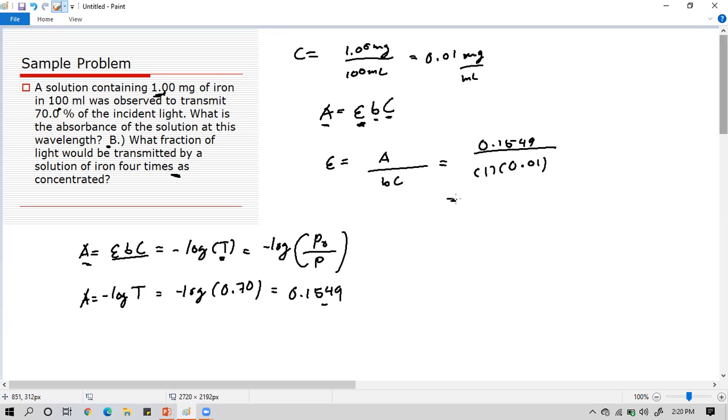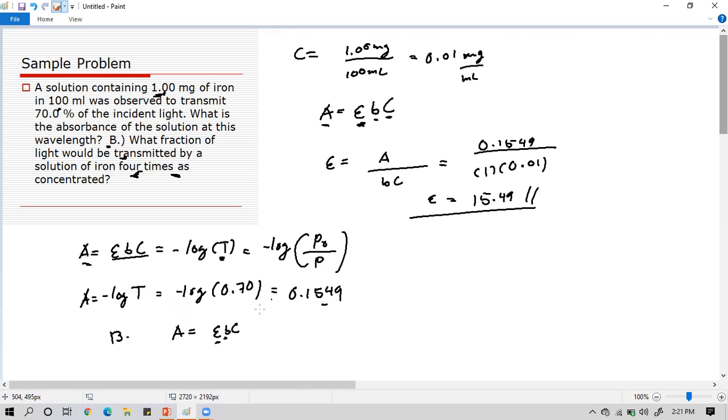When there is no given cell path length, guys, assume it is 1 cm. So the molar absorptivity is 15.49. That is our E. But that is not the answer being asked. The question is what the transmitted light will be if the concentration of iron is 4 times. So here's what we do: A equals EBC.